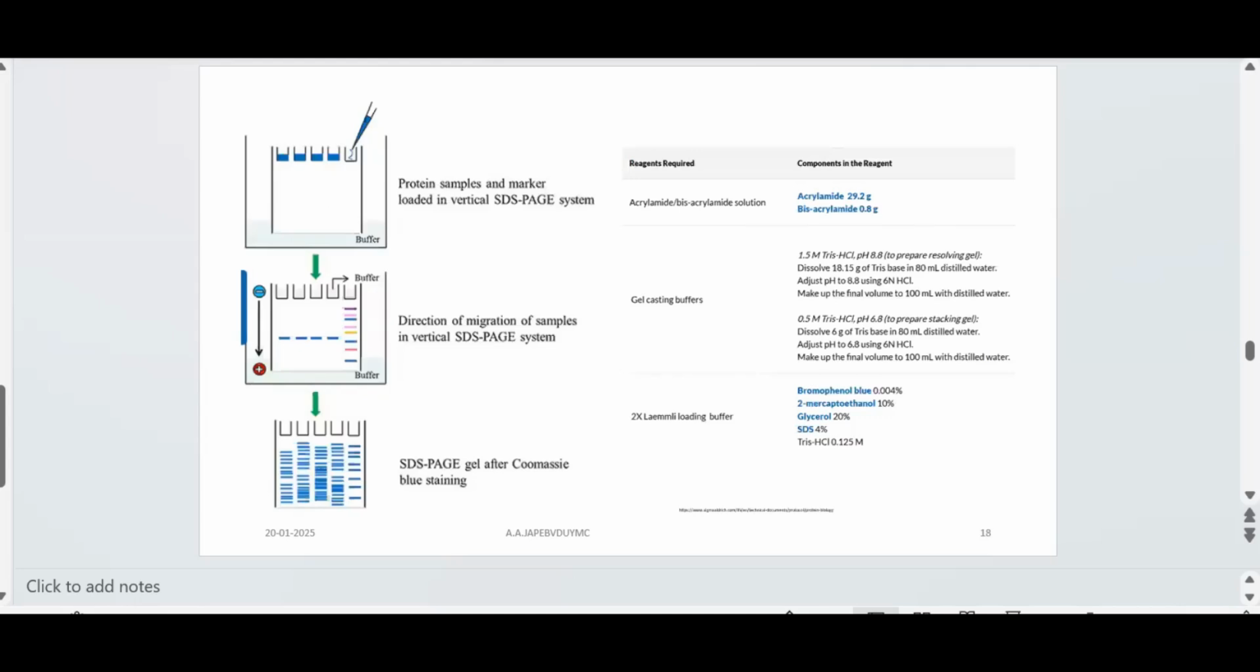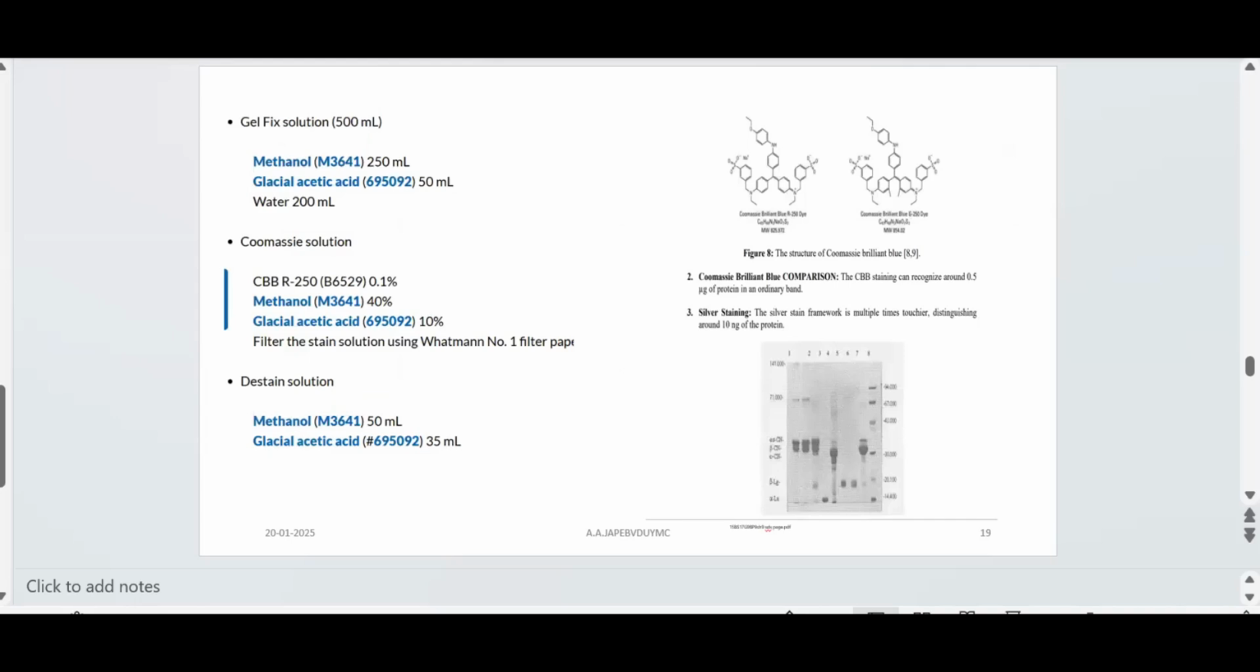So here, this diagram is showing you how you are going to load, how you are going to run, and you have to visualize. How to visualize is the next part in the discussion.